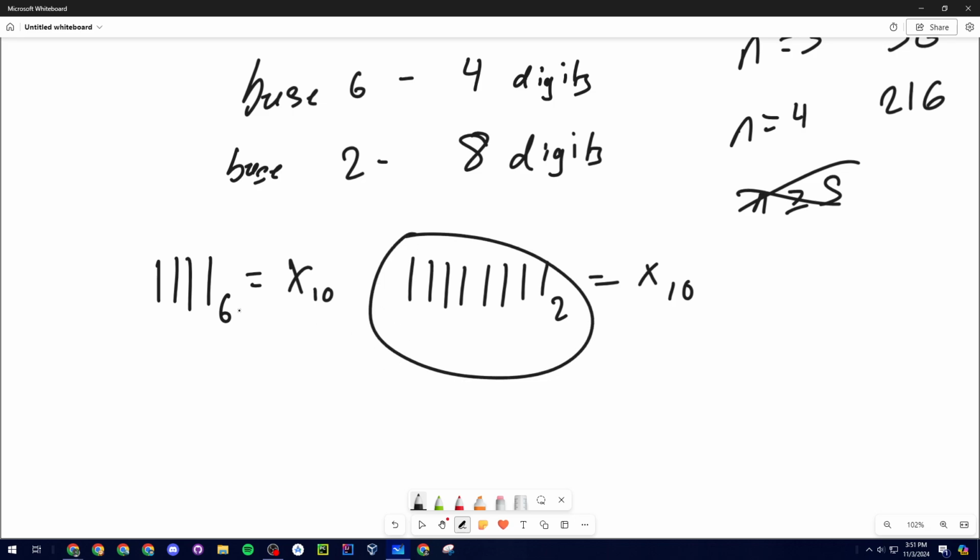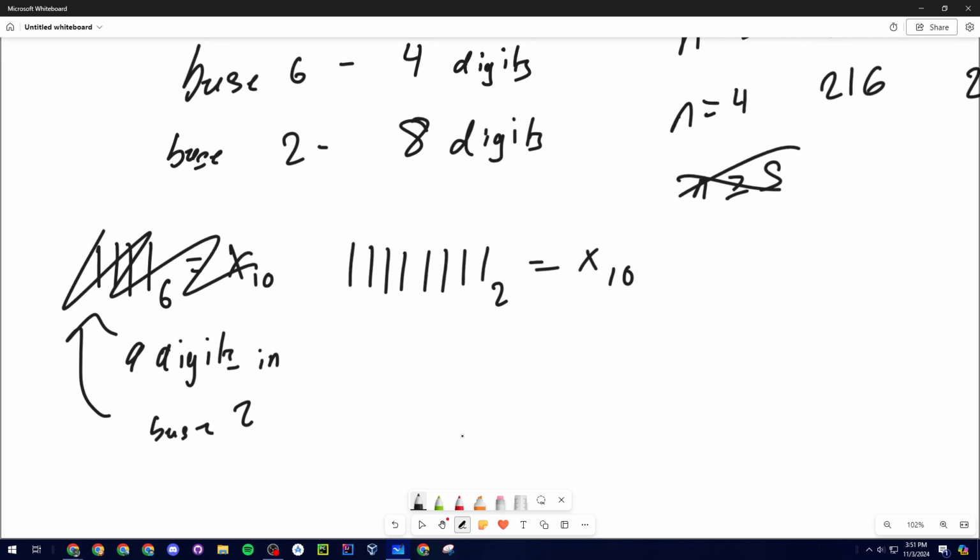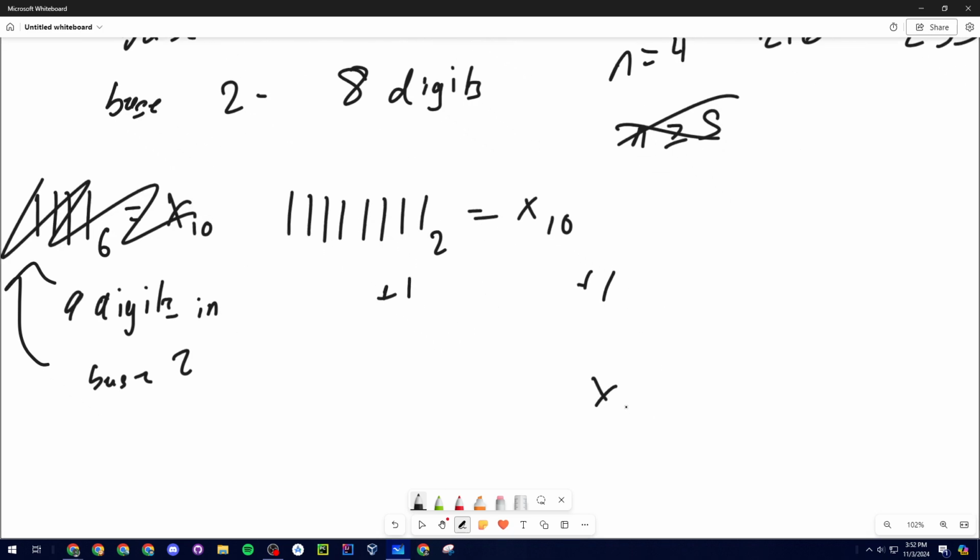We're basically just trying to convert this one. So it would probably be like 9 digits in base 2. So that's why we're trying to now just solve for this. A nice trick is if we add 1 to both sides, we have x in base 10 plus 1, and then that plus 1 literally rolls everything over.